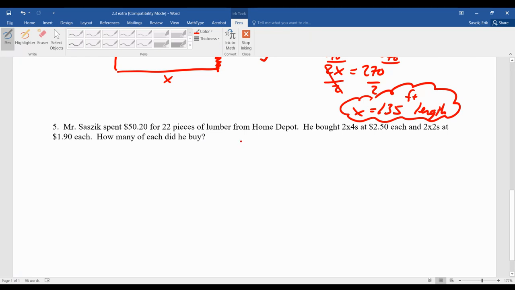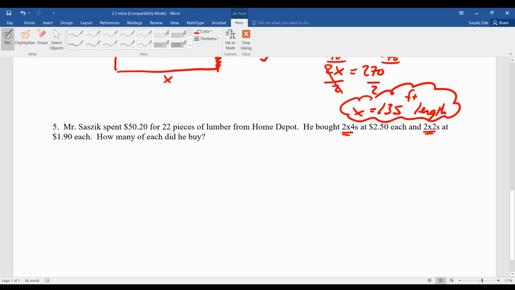So I bought 22 pieces of lumber. I bought two things. I bought 2x4s and 2x2s. Okay? How many of each did he buy? Well, this is going to be a little bit tricky. And I spent $50.20. So we know that the 2x4s cost $2.50. We know that the 2x2s cost $1.90. So we know the price of each one. But we don't know how many of each we bought.